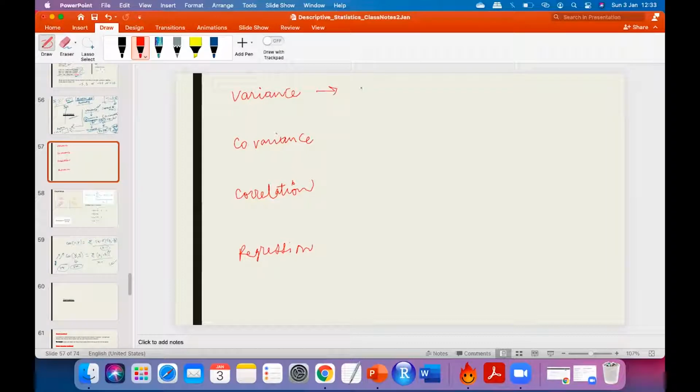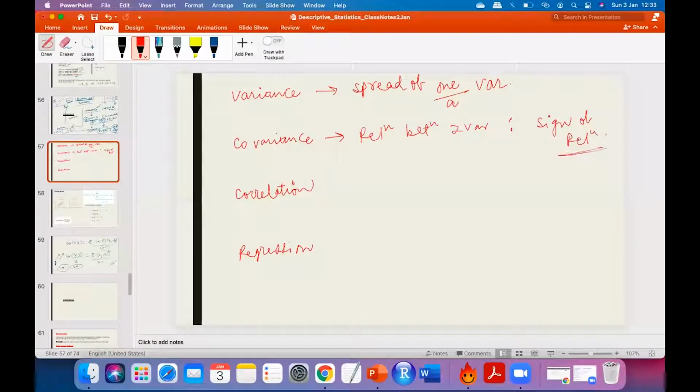Here I said spread of one variable, that is what I said, spread or dispersion, correct? And this is the relationship between two variables. And what type of relationship does it give? The sign of the relationship, whether the relationship is positive or negative.